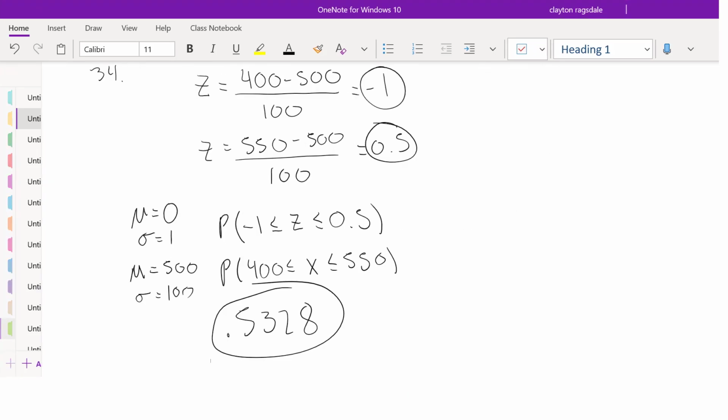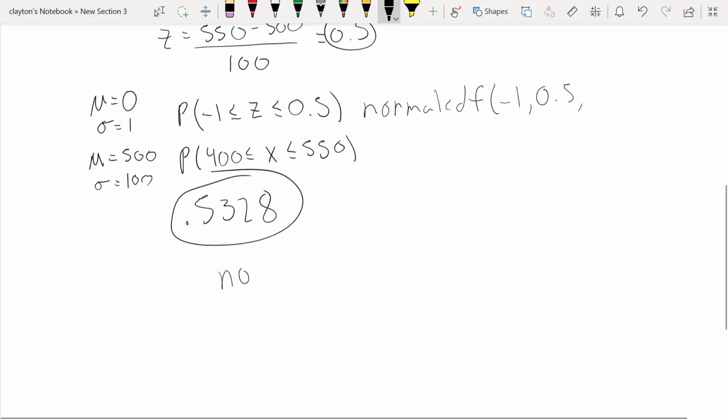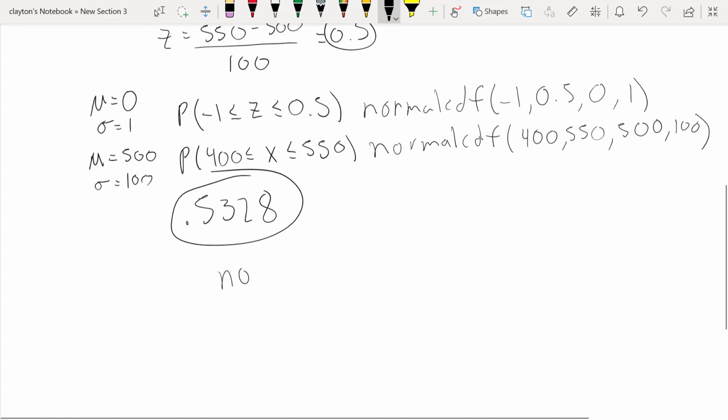And so just to note really quick, you could have typed in either of these. So I guess I should write it up here. Normal CDF, lower bound, upper bound, mean, standard deviation, or you could have typed in this and they would get you the same thing. Lower bound, upper bound, mean, and standard deviation. Both would get you the same value, so either works.